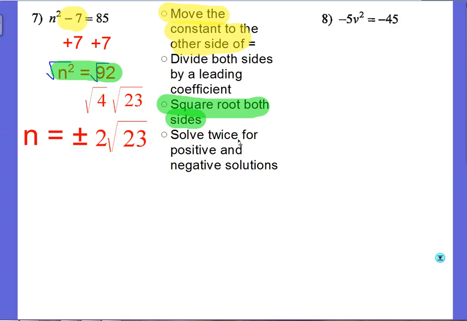Then the last step says solve twice for positive and negative solutions. But here again, that's not a step I have to do this time because we're done. We know what n is. It's not 2n plus 5 or something we have to solve for. We don't have to do all the steps. Okay? Let's look at number 8.